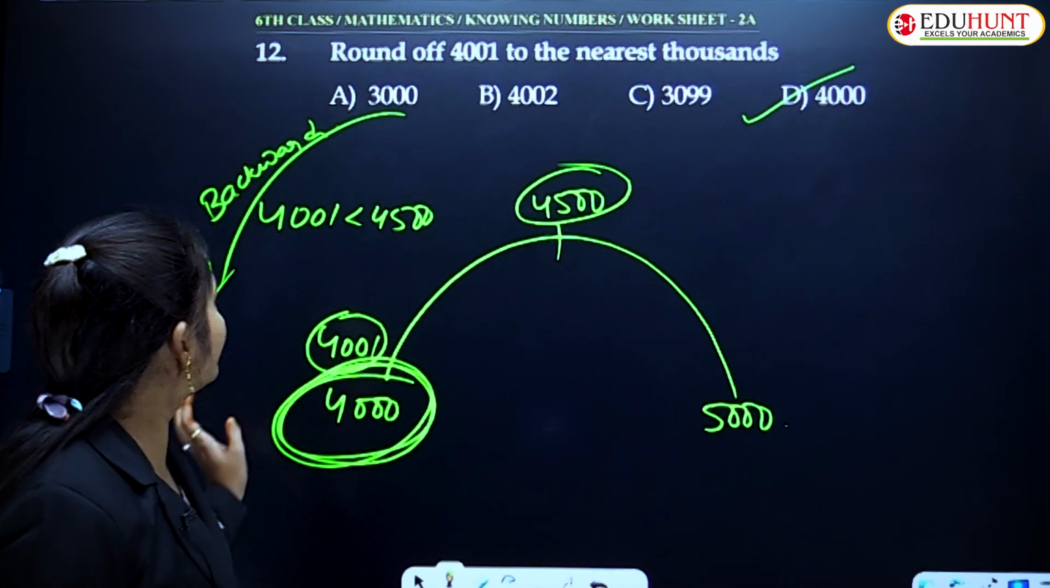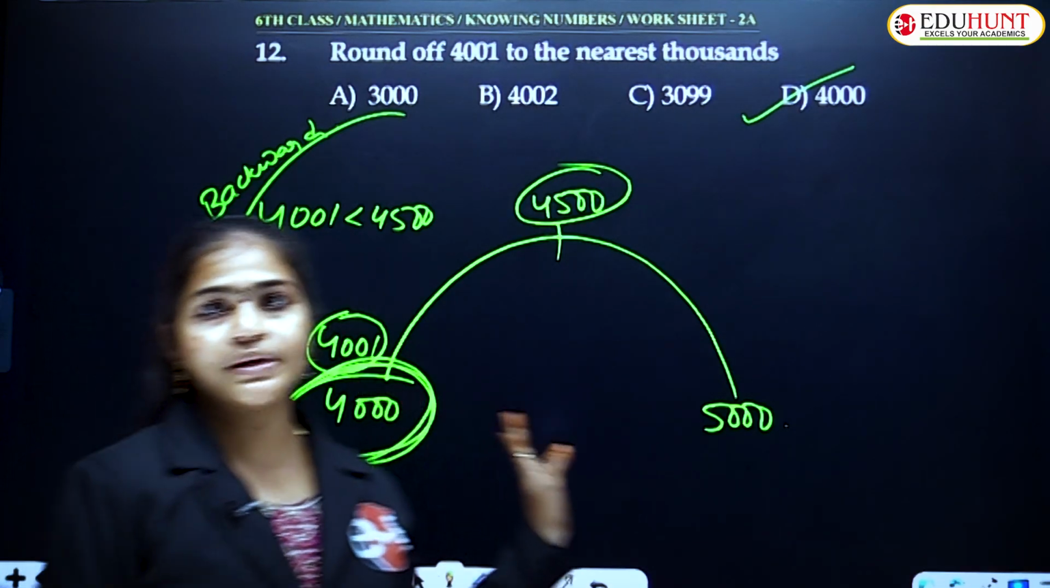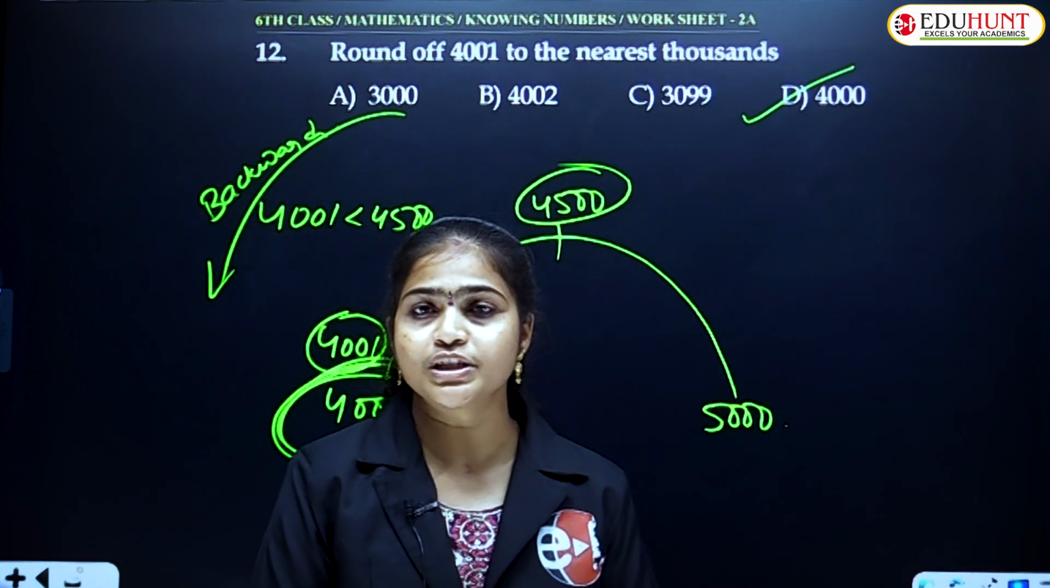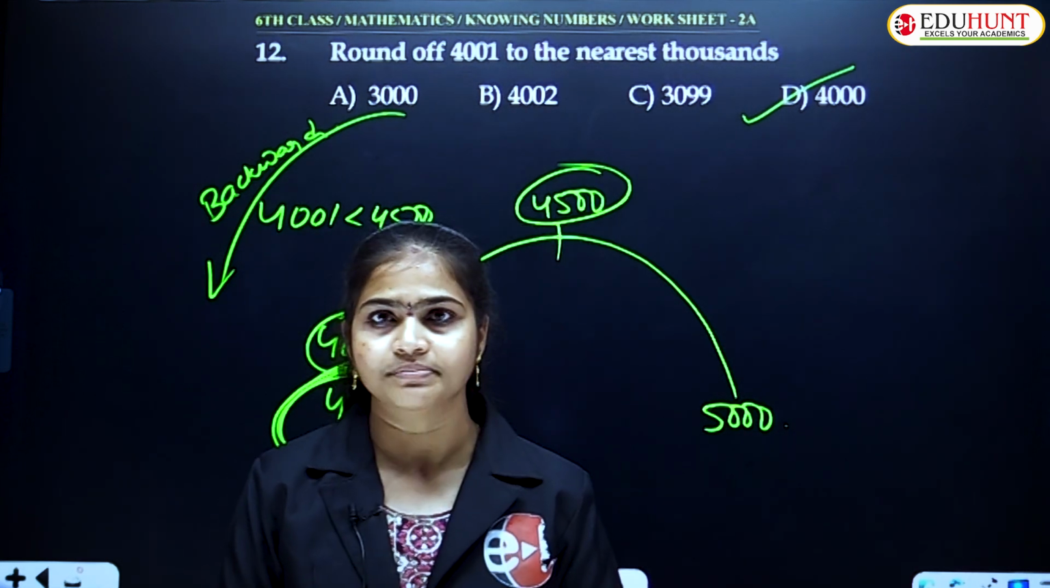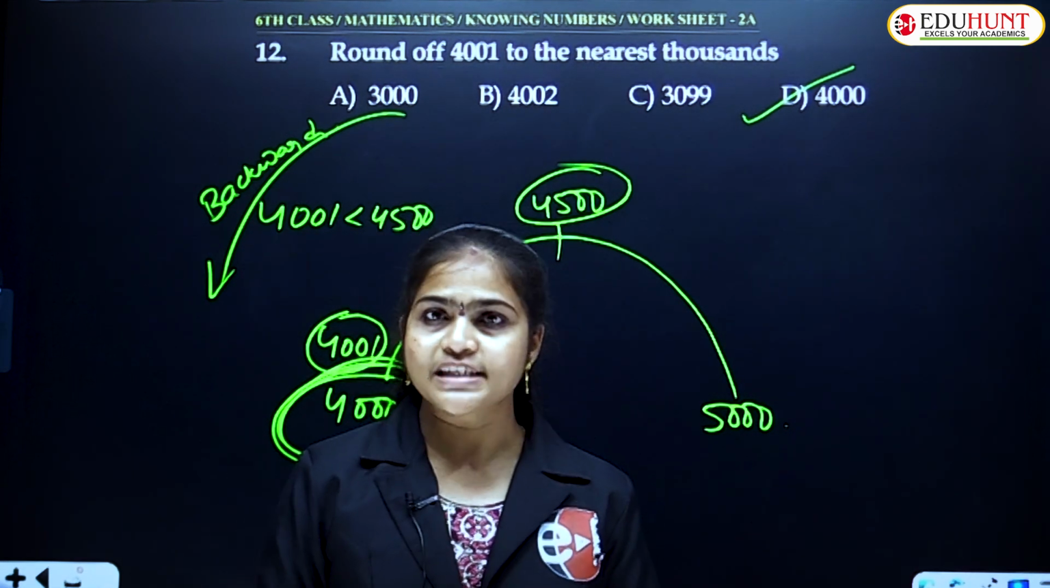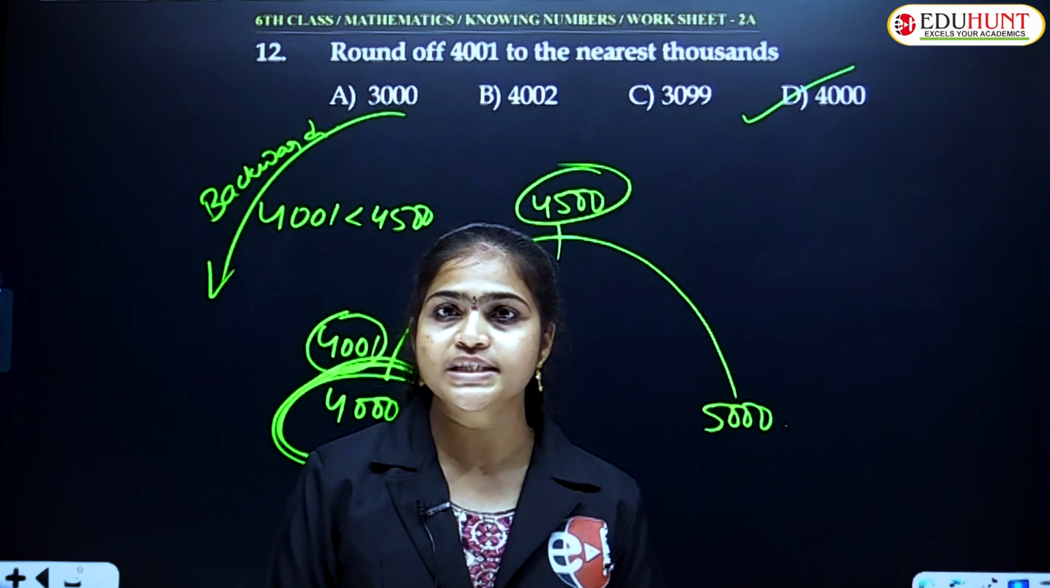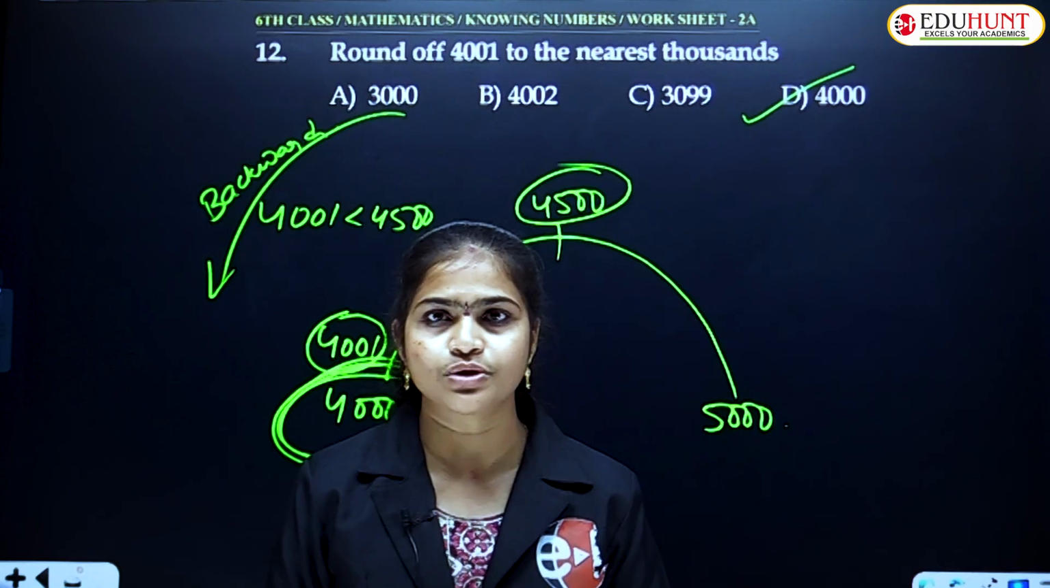So children, up to here 12 questions are completed from worksheet 2A, which means worksheet 2A is completed, as well as the first concept. Okay children, in the next video we will meet with the worksheets from the second concept. Understood? Thank you all.